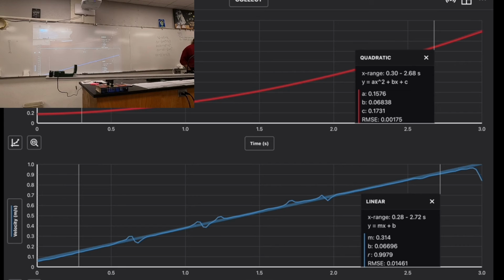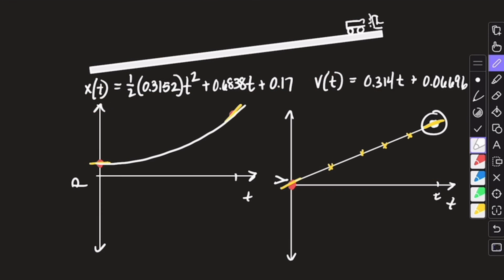Now, parentheses. We know that in this formula there's a 1/2 out there. I want to drive this point home. The value for A is 0.1576. So I'm going to double that, put it inside the parentheses, which is going to give me, what, 0.3152. Now, there's reasons why I want you to do this.